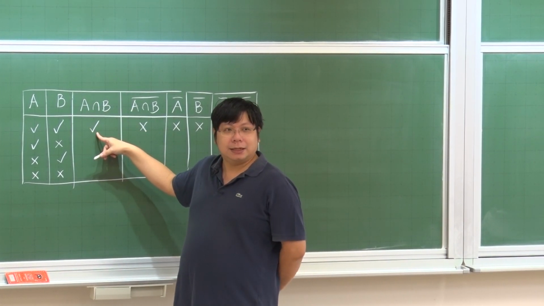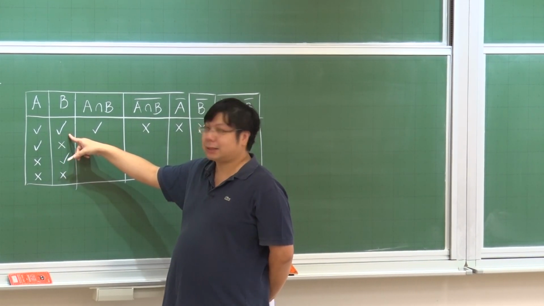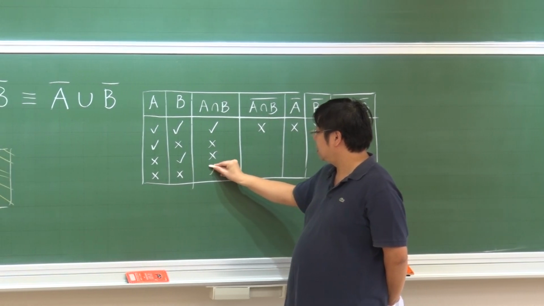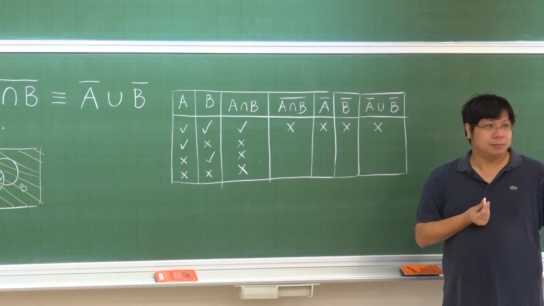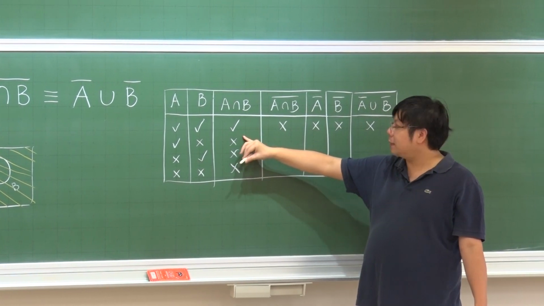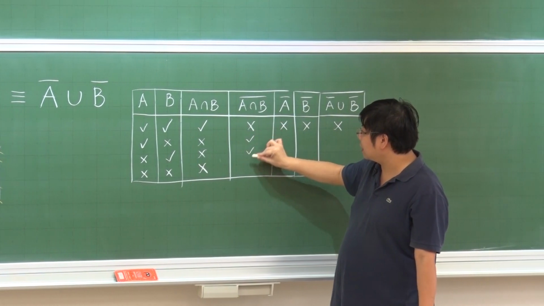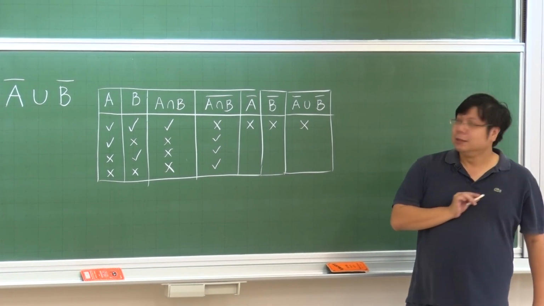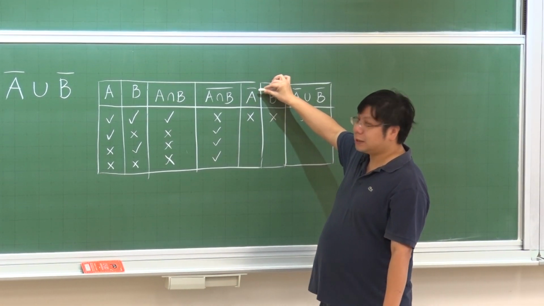So we get a tick only if both of them are ticks. So in all these 3 cases, they are all cross. Okay? And this is the complement of this one. If it is cross here, then it will be a tick here. So we get 3 ticks here. Is that okay?